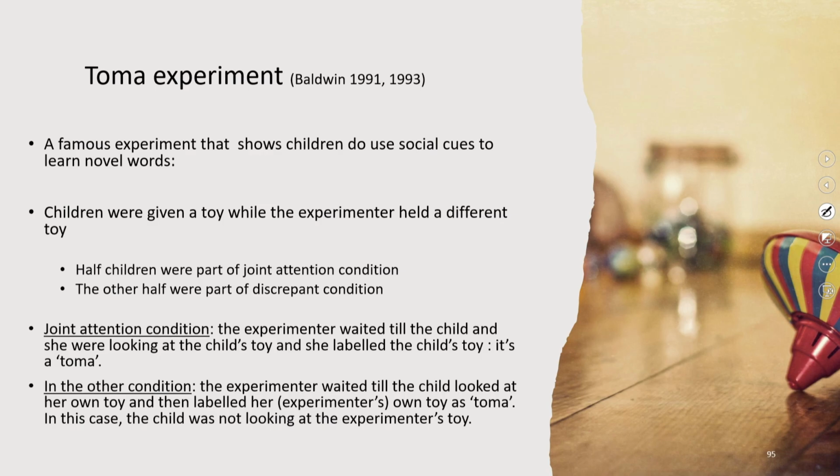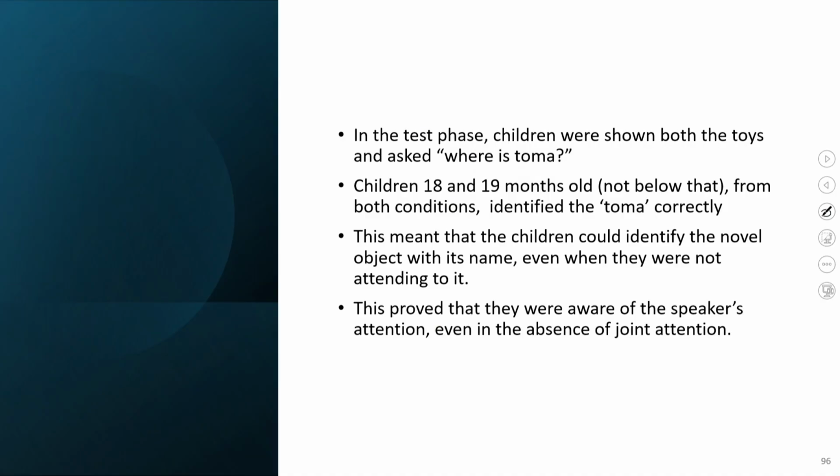In the other condition, everything remaining the same, the child is looking at her own toy, the experimenter is looking at her own toy, and then the experimenter calls her own toy a Toma. So, in both the situations there are two different entities that are getting called the Toma. This is the first phase. In the second phase, children were shown both the toys and asked where is Toma.